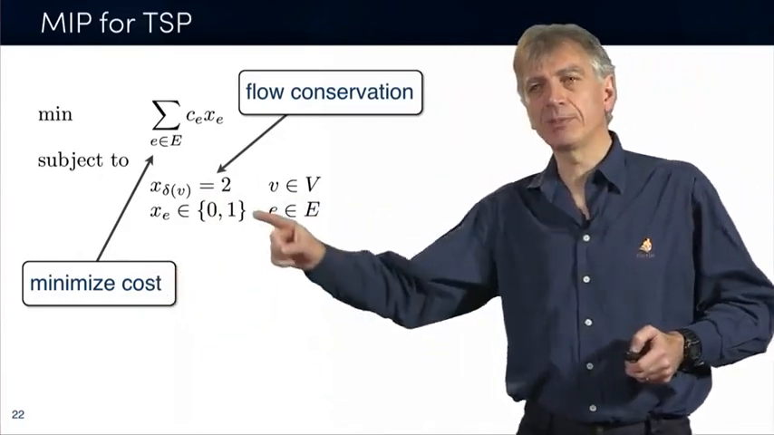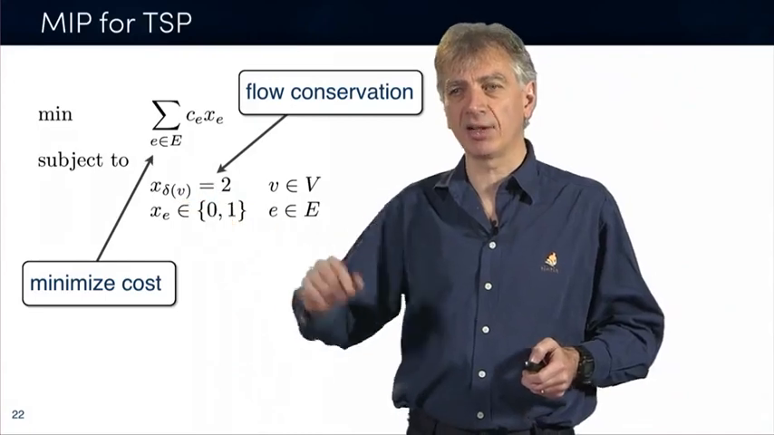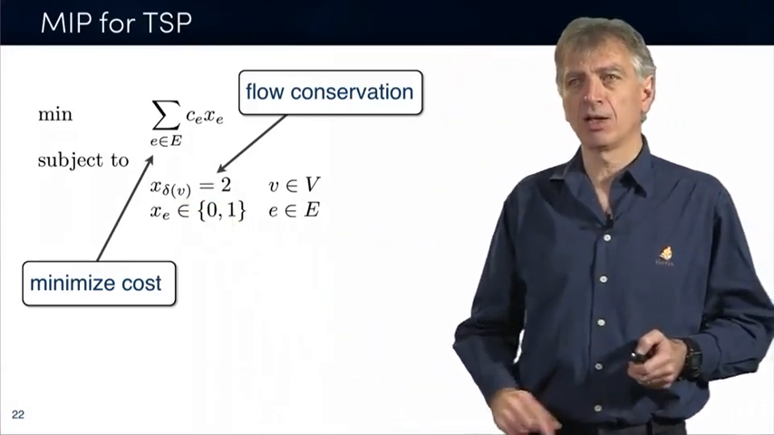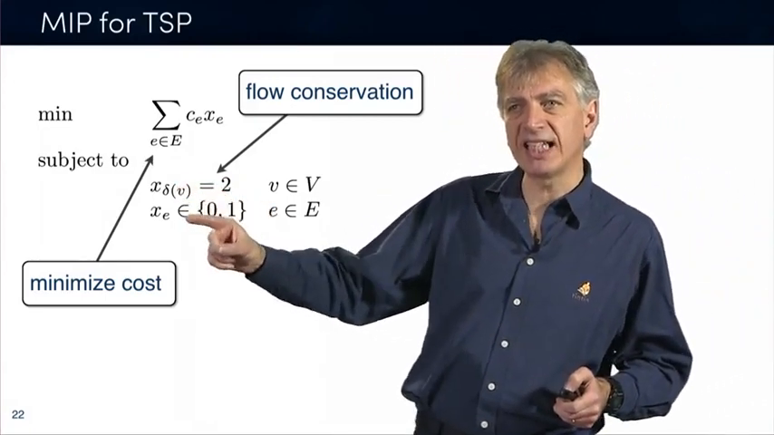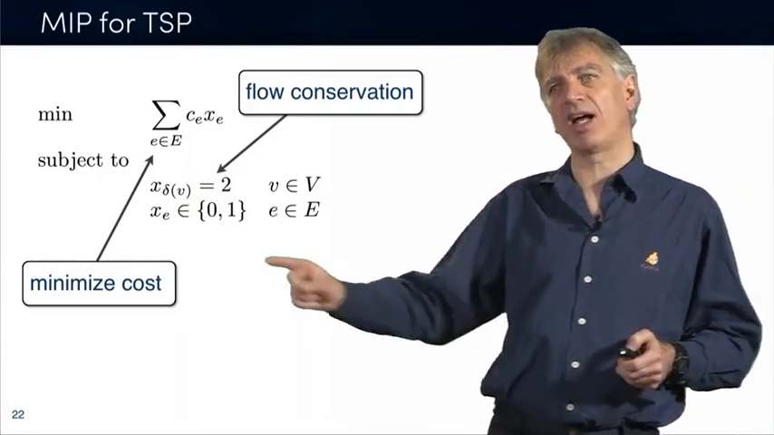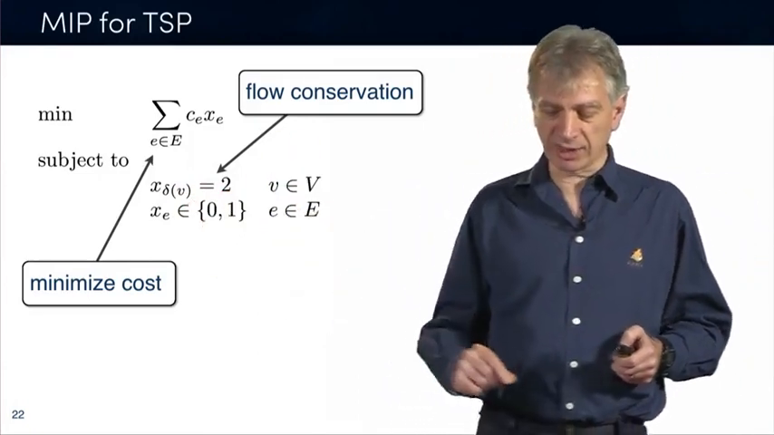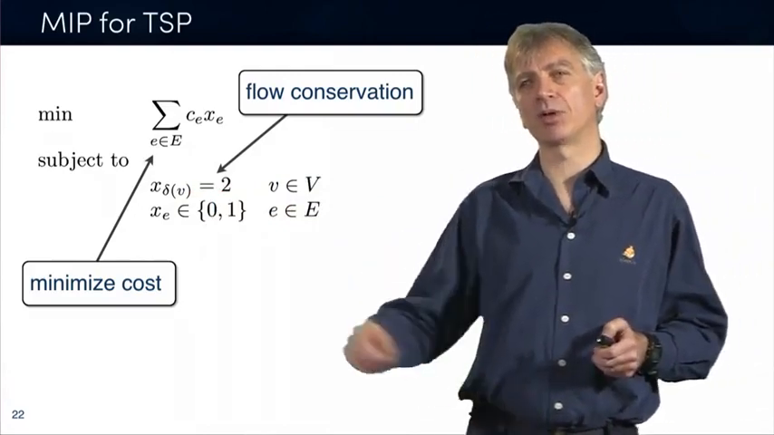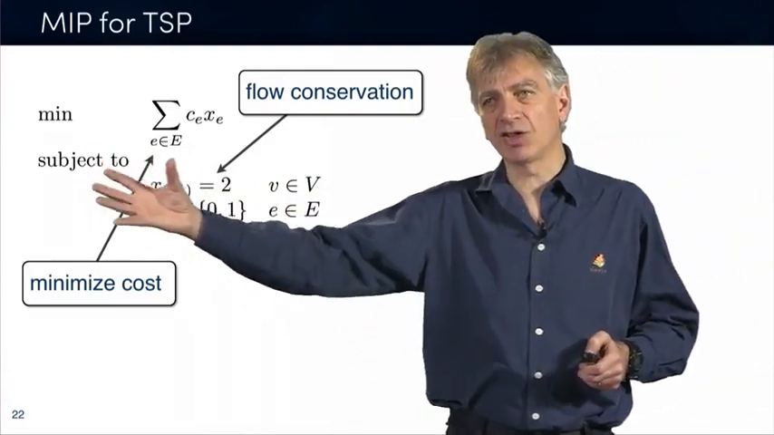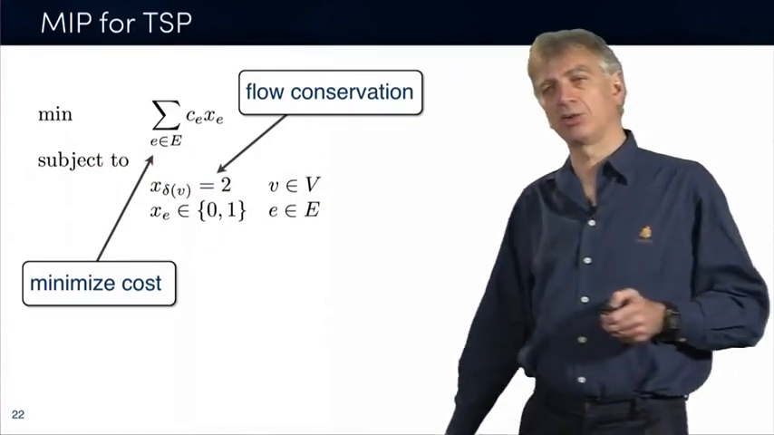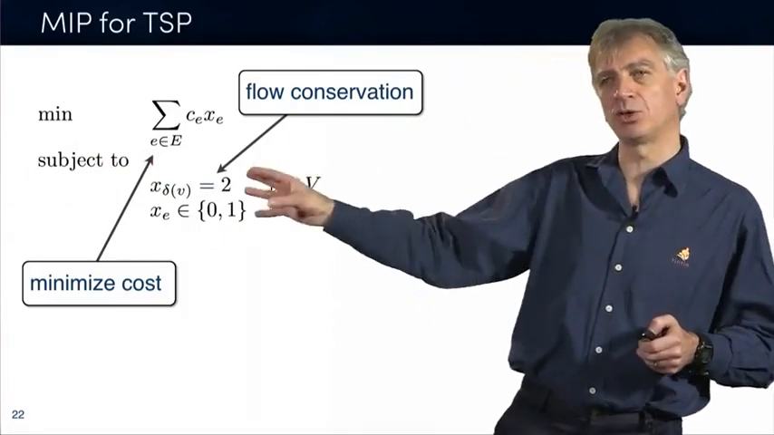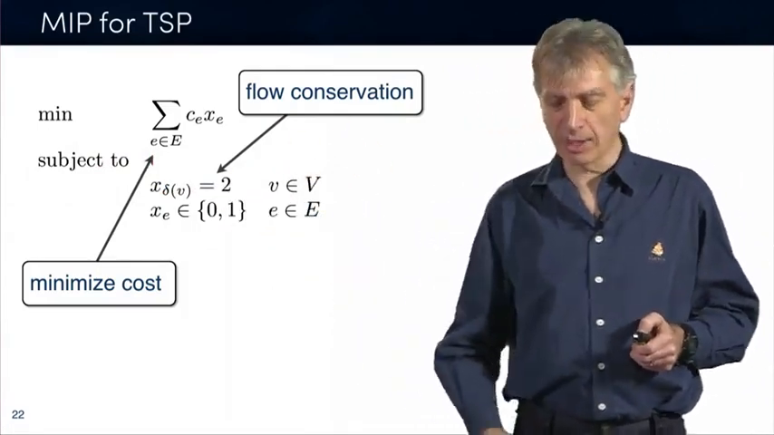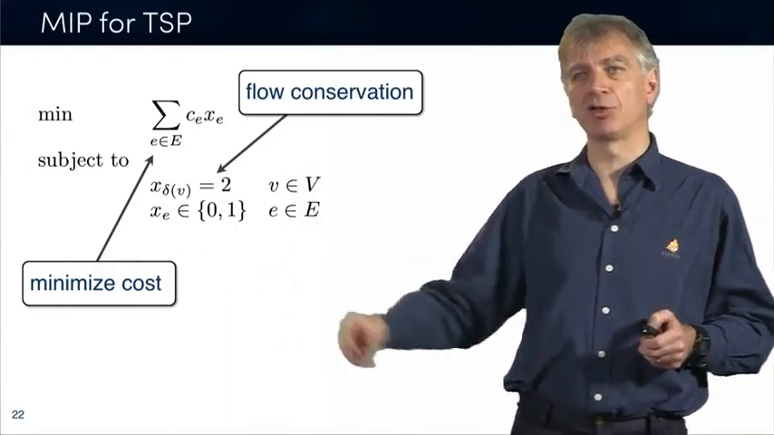Okay, and this is basically telling you that if you take the set of variables X, and the set of adjacent edges to the vertex V, the sum of these variables has to be equal to 2. Take the adjacent edges, take the sum of the Boolean variables associated to these edges. It has to be a 0, 1 variable. It has to be equal to 2. Okay, and then obviously the edges have to be 0, 1.